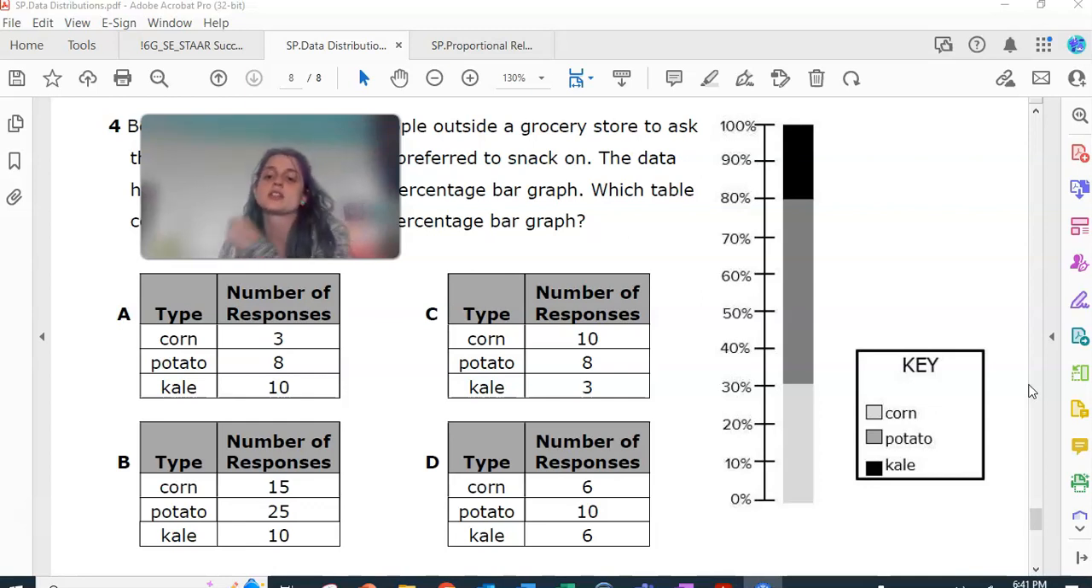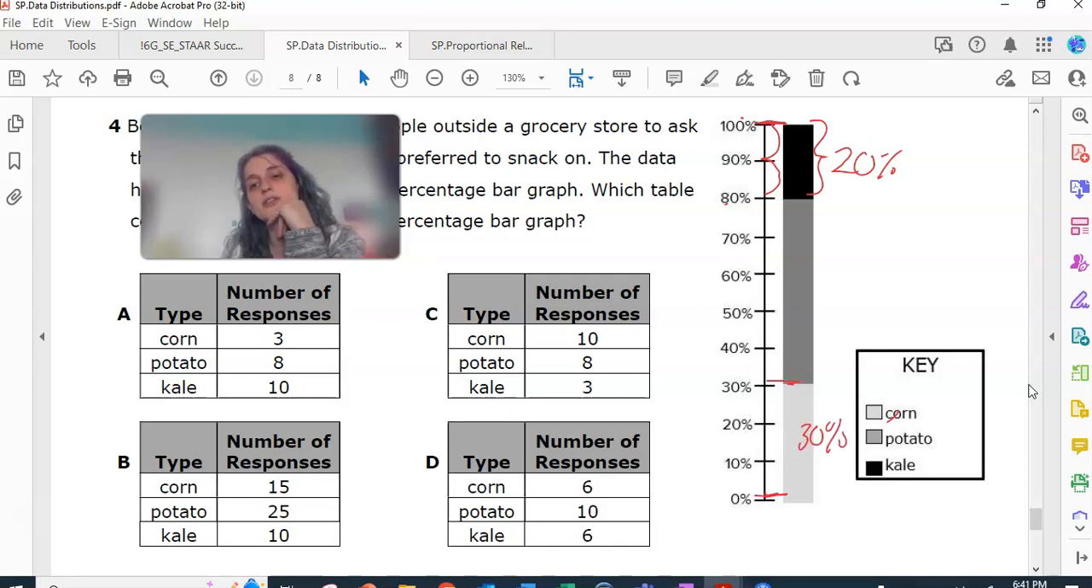Looking at this percentage bar graph, the really dark gray or the black, however good the printer was when we printed your homework, is kale. So here I can see that is 100 to 90, that's 10, to 80, that's 20, or 100 minus 80 is 20. This is 20% of the people said, I like kale chips best. It's the next easiest to look at corn. Corn goes from 0 to 30, so that is 30%.